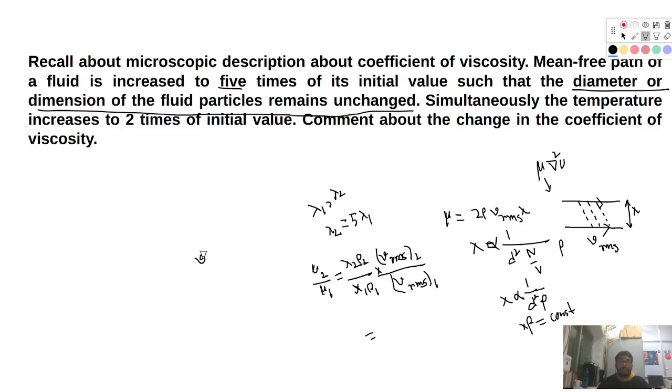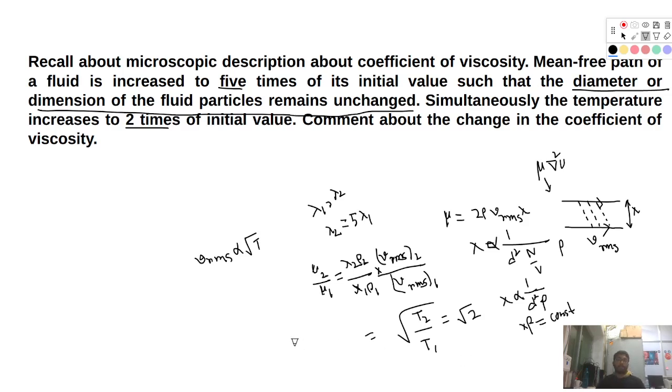Now you know this v_RMS is proportional to root of T, T is the temperature, correct? The other thing is that simultaneously the temperature increases to 2 times its initial value. We are asked to comment about the change in the coefficient of viscosity. So what we have is root over T2 by T1. As T2 is 2 times T1, mu2 by mu1 is just root 2.